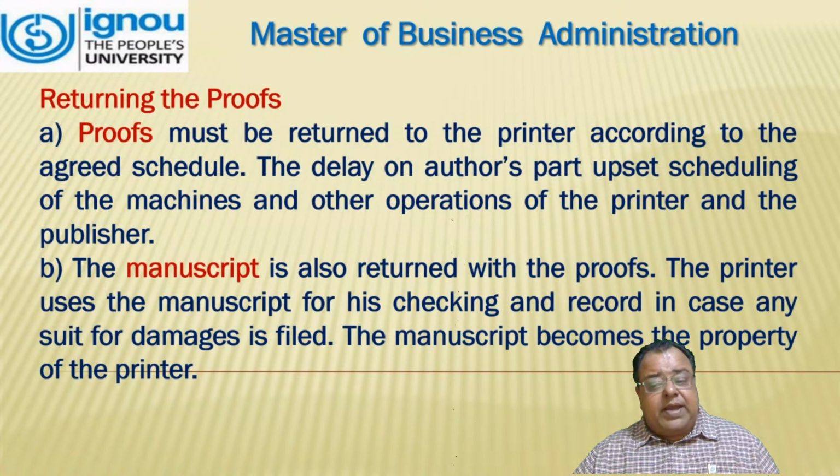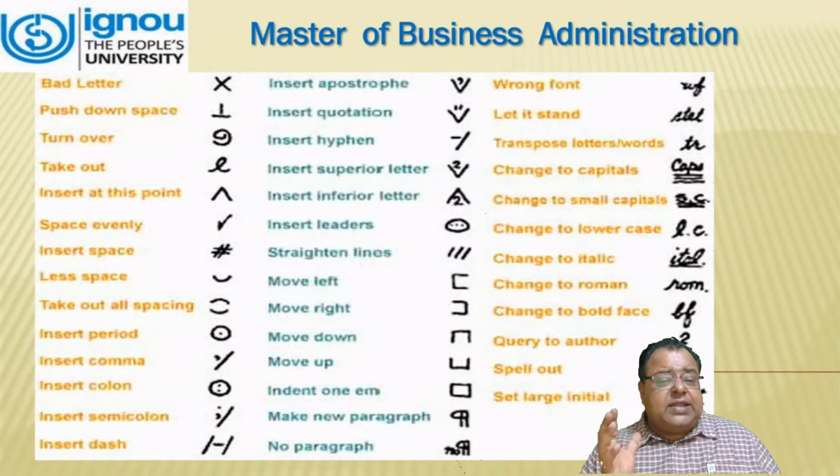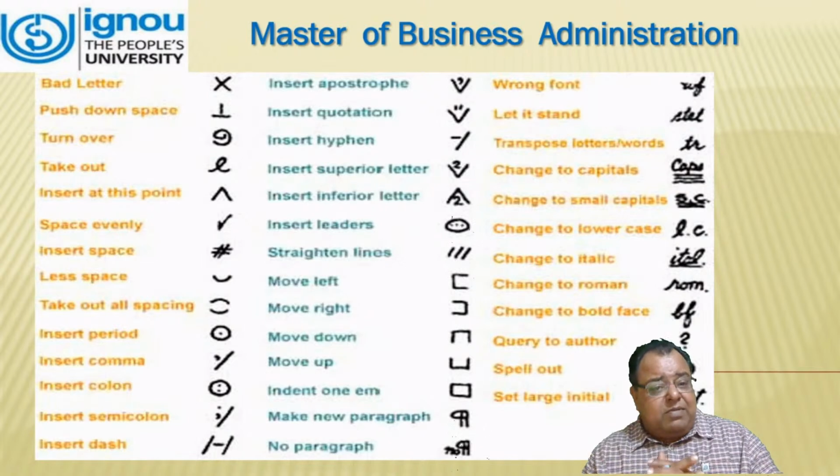The manuscript becomes the property of the printer. The author can use the duplicate of the manuscript for correcting. Then the printer need not send the original copy back and forth. These are the basic symbols which are normally used while communicating your instruction to the printer.